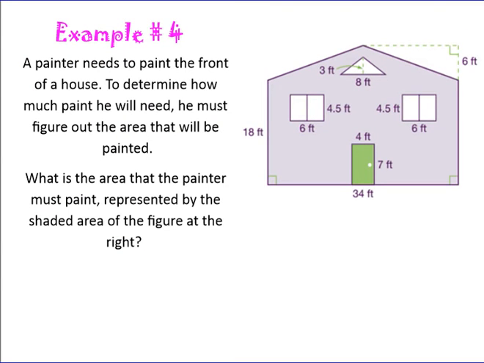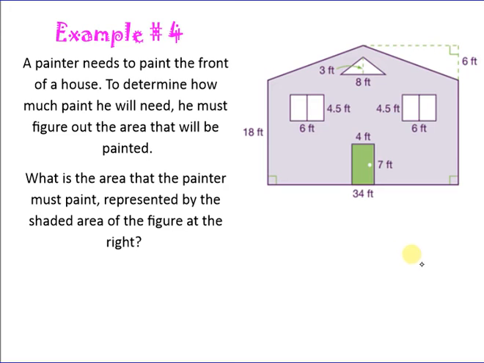All right, last problem. A painter needs to paint the front of a house. To determine how much paint he will need, he must figure out the area that will be painted. So here's the house. The area that's painted is going to be the light purple part. What is the area that the painter must paint, represented by the shaded area of the figure at the right? So here we have the door. We're not painting the door. We have this window, and this window, and we are not painting the windows. Everything else is going to be painted.